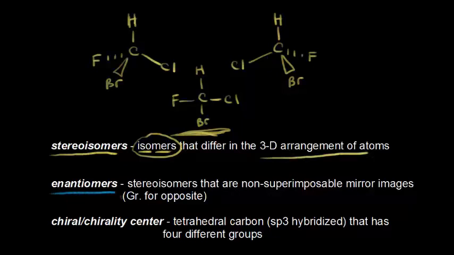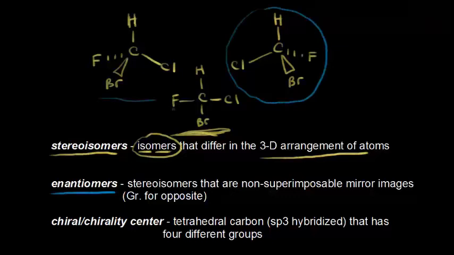Our next definition is enantiomers. Enantiomers are stereoisomers that are non-superimposable mirror images. Once again, we saw in the previous video that this molecule on the right is the mirror image to the one on the left. But when we tried to superimpose the one on the right on the one on the left, we couldn't do so. So they're different molecules. And they are enantiomers of each other, which is Greek for opposite. Finally, our last definition here is a chiral center or a chirality center or a stereogenic center, or whatever term you'd want to use there.